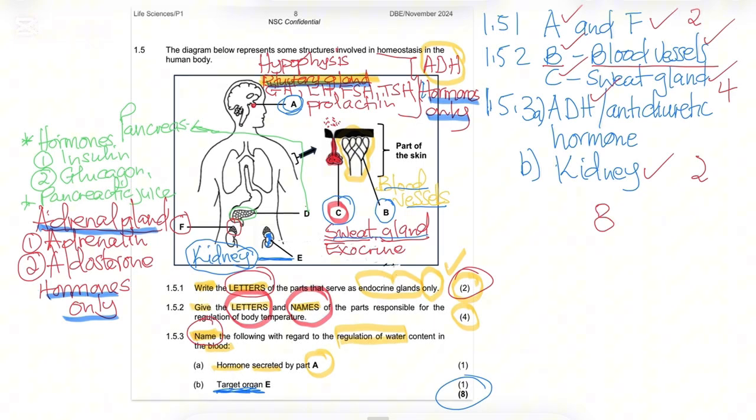I consider this question to be an easy question that can be answered by everybody, and everybody should be in a position to score the total of 8 marks for this question.